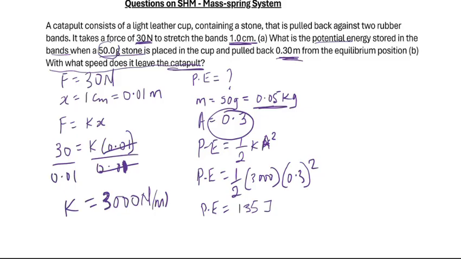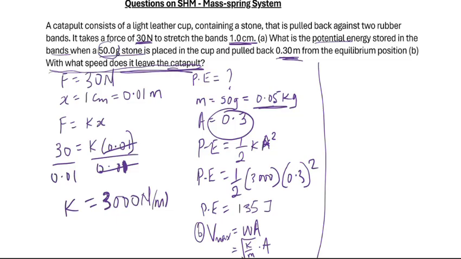Now, the next question says, with what speed does it leave the catapult? And we know that it will leave the catapult with maximum speed. Vmax can be calculated in two ways. The first way is to use omega A, since we know that at the mean point, our x is 0, the displacement is 0, so our maximum velocity will be omega A. If you compute this, our omega is the square root of k over m, times A.